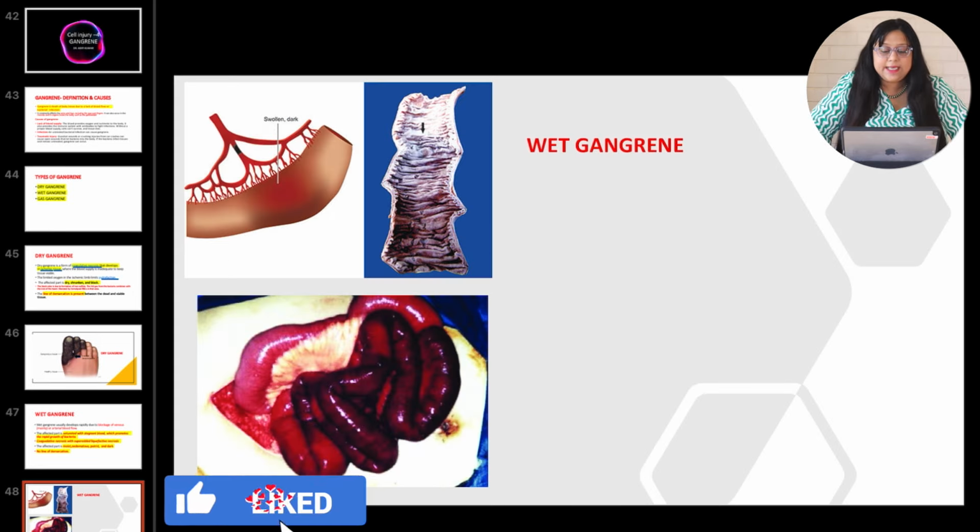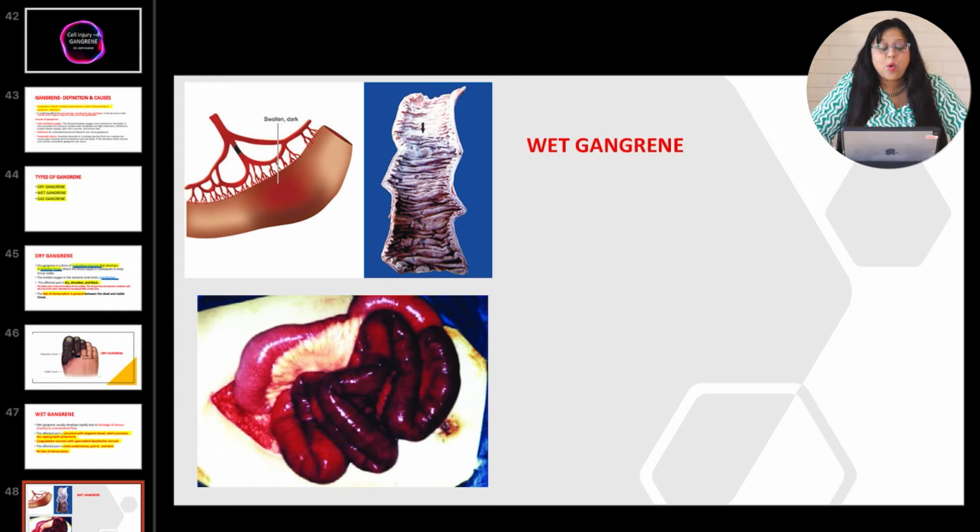And you can see here the appearance of wet gangrene affecting the bowels. The bowel loops look swollen, moist, and discolored. Here there is a cut surface of the intestinal wall where you can appreciate the darkish discoloration of the intestinal wall. So this is how a wet gangrene will look.